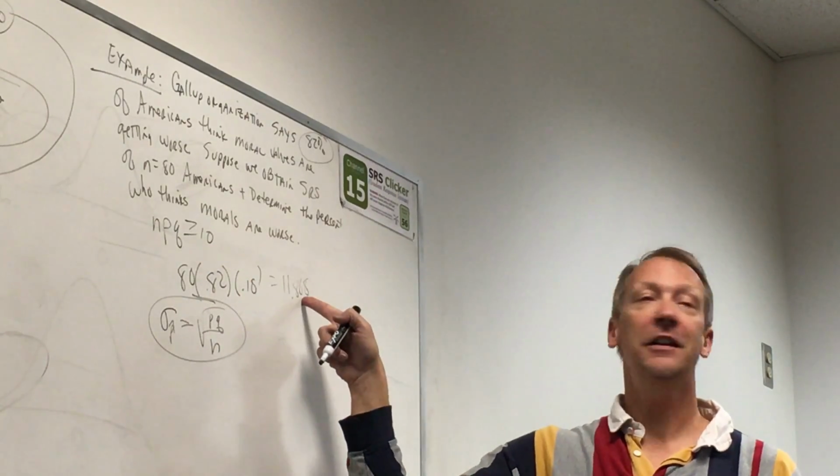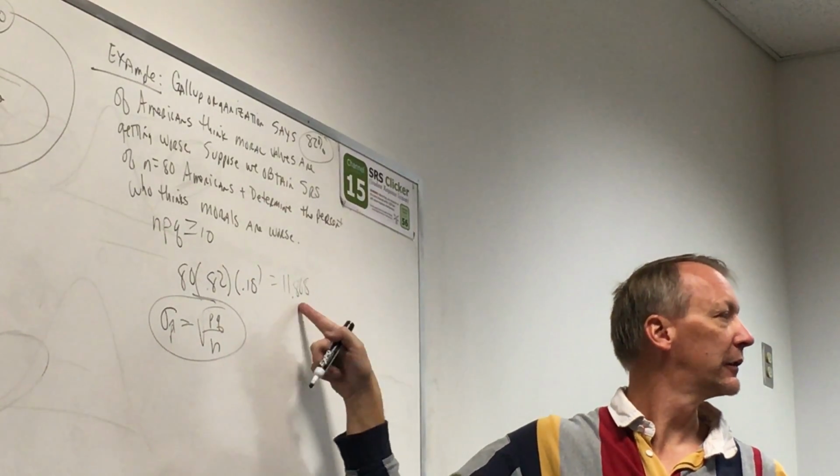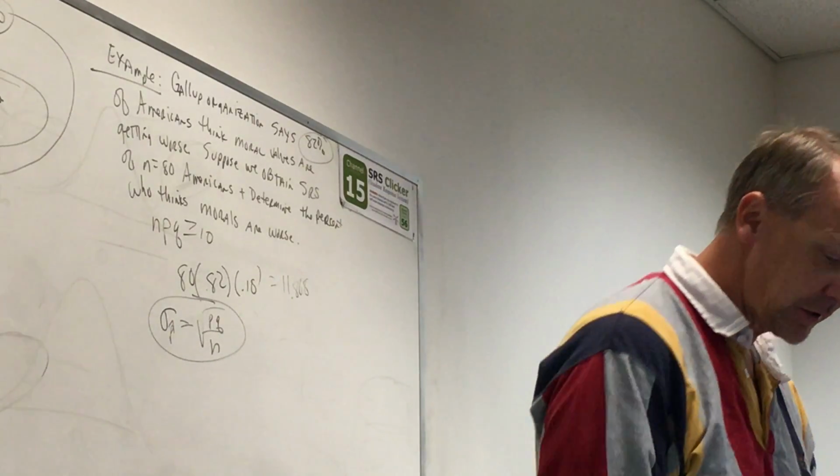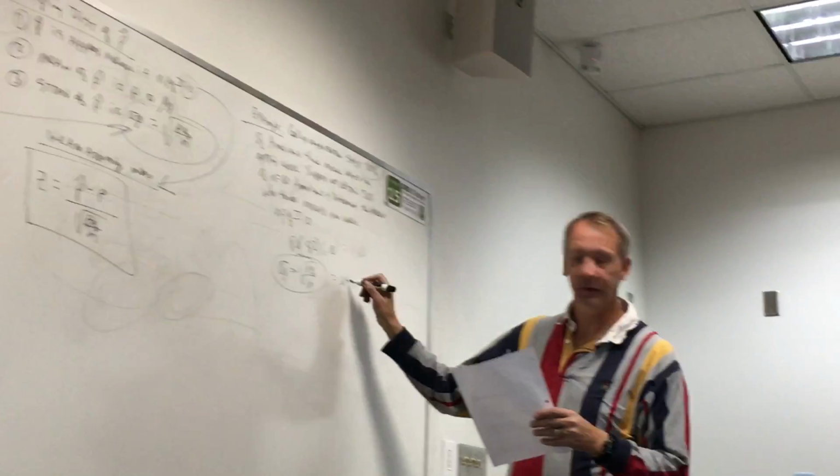In fact, they said, oh, just take the square root of that. That doesn't help you in this case. It's a completely different number. If I do this, the standard deviation equals the square root of 0.82 times 0.18 divided by 80 in this case. I get a standard deviation of 0.042, about 4%. Okay? Does that make sense? All right.